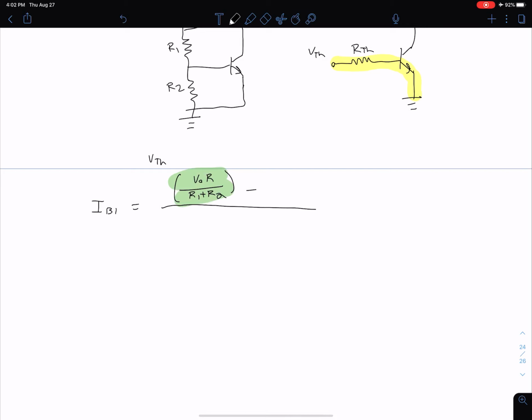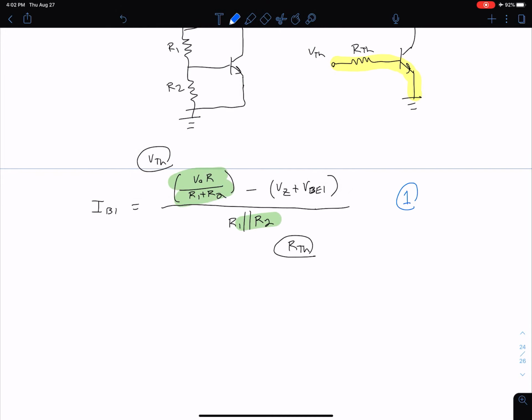And then we have minus VZ plus VBE1, and those are the other items we get as we do the KVL around that base-emitter loop, and all of that is divided by our R Thevenin, which is R1 parallel R2. So this right here is our R Thevenin. Okay, so let's call this, to be consistent with the notes, equation 1.